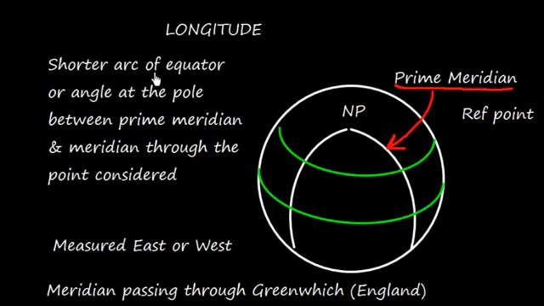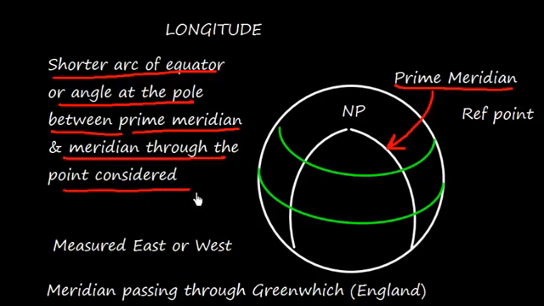So let me define longitude. Longitude is the shorter arc of the equator or angle at the pole between the prime meridian and the meridian through the point considered. Suppose this is a point A, the point considered. This is the equator, and this is the center.